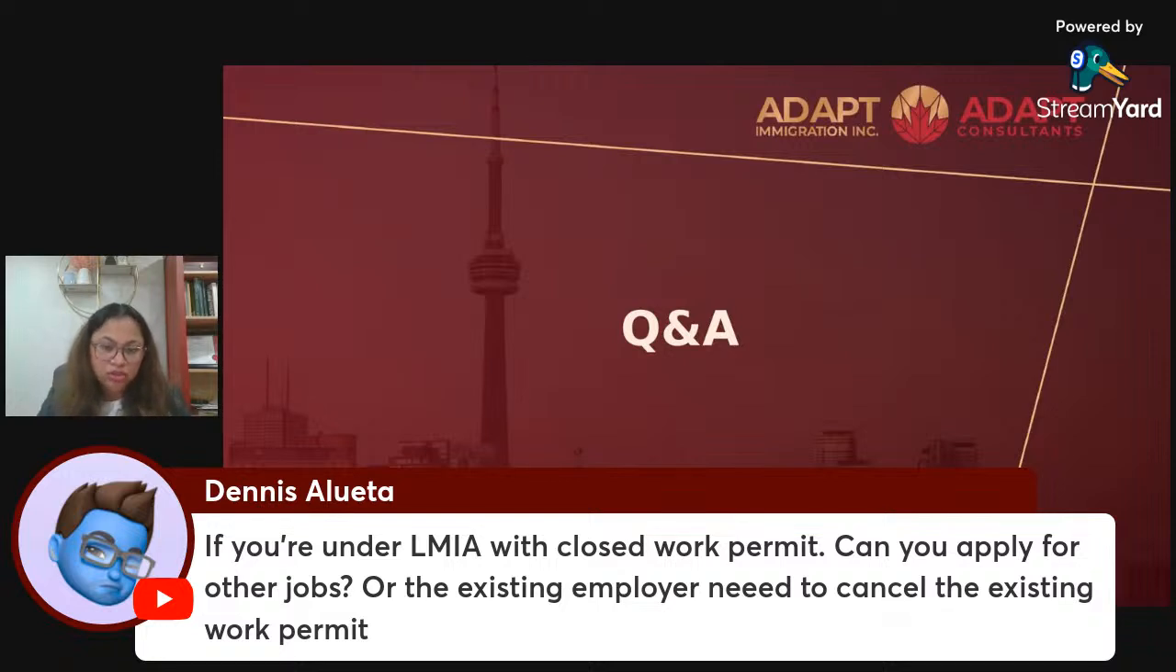It is very important to know during this time that you are still on the employer-specific work permit. So once you leave the job, you don't technically have that work permit. So it's important that you get the other job, the LMIA and the work permit in order to switch, and then we redo your work permit with the new LMIA application.